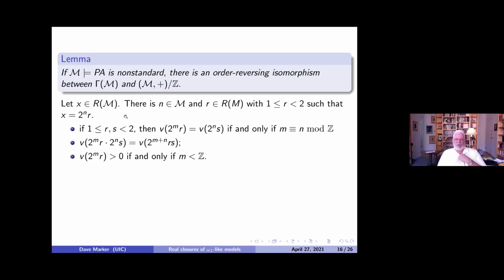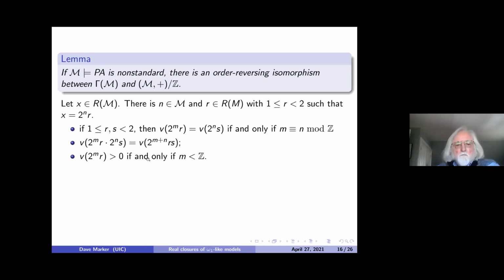I mean, take an element x of the real closure. I can find a natural number n such that x looks like 2 to the n times r, where r is between 1 and 2. But if r is between 1 and 2, then these elements have the same value if and only if the exponents only differ by a standard integer. Basically, having the same value means I could multiply by a standard real to get above 1, below 1 to above 1. And if I want to take the value of a product, it's going to be the sum of the values. And this just says it reverses the order.